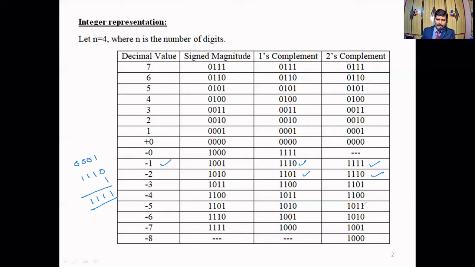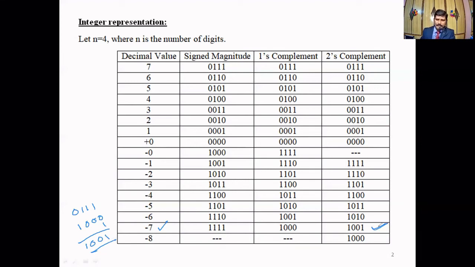So lastly, minus 7. Let us take 7. What is the 2's complement of this? Because negative numbers are stored in 2's complement form. Right? So take 7, 0, 1, 1, 1. Find the 2's complement. What is the 1's complement of this? 1, 0, 0, 0. What is the 2's complement? Plus 1, 1, 0, 0, 1. So this is 1, 0, 0, 1.